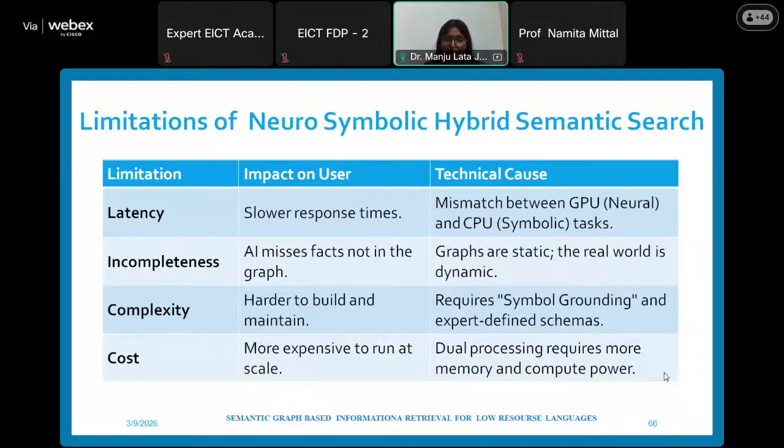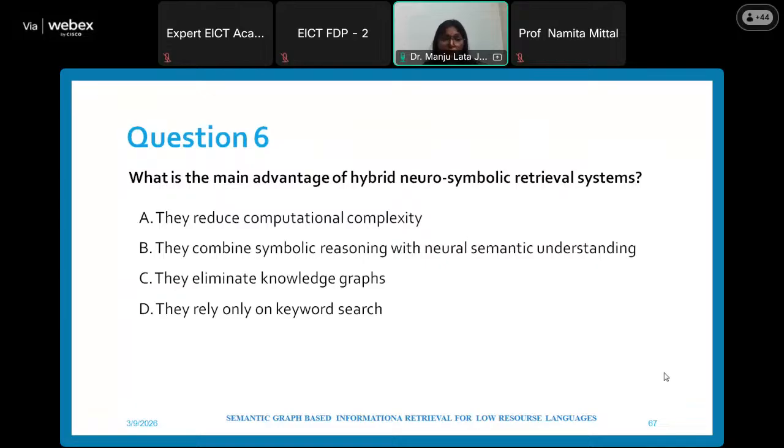Complexity: harder to build and maintain, requires symbol grounding and expert-defined schemas, expert knowledge, as discussed earlier, because to construct a complete ontology or semantic graph, linguistic experts' opinion is very much needed. Cost: more expensive to run because two models are running at a time in the hybrid model. So dual processing requires more memory and computational power.